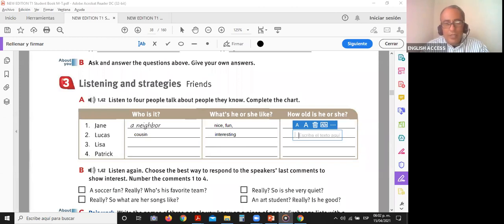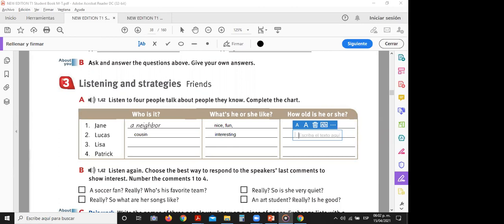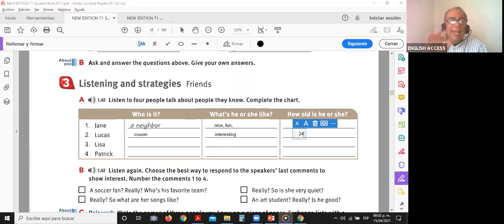How old is her cousin? Do you remember qué edad tenía su prima? 24. Wow. Is she our age? Yeah. Well, she's 24. Very good, Francisco. Now, Lisa is going to talk about someone else. Va a hablar de alguien más. Here goes the track.